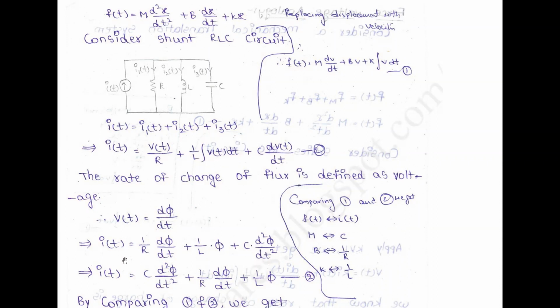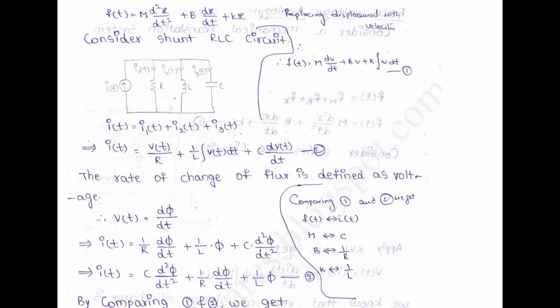So all this is not necessary, we don't need to do all this. Let me say one thing, listen. I of t is equal to V of t by R plus 1 by L integral V of t dt plus C into dV by dt. So this is only one node, the KCL node.